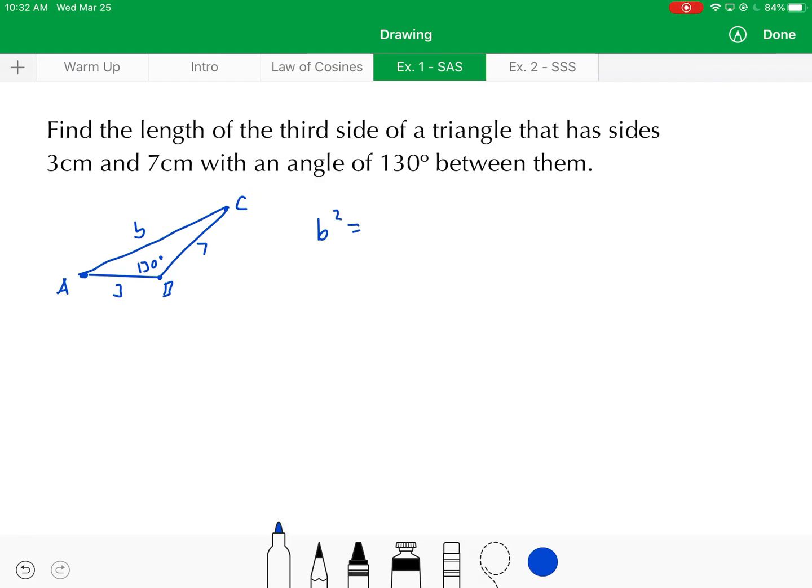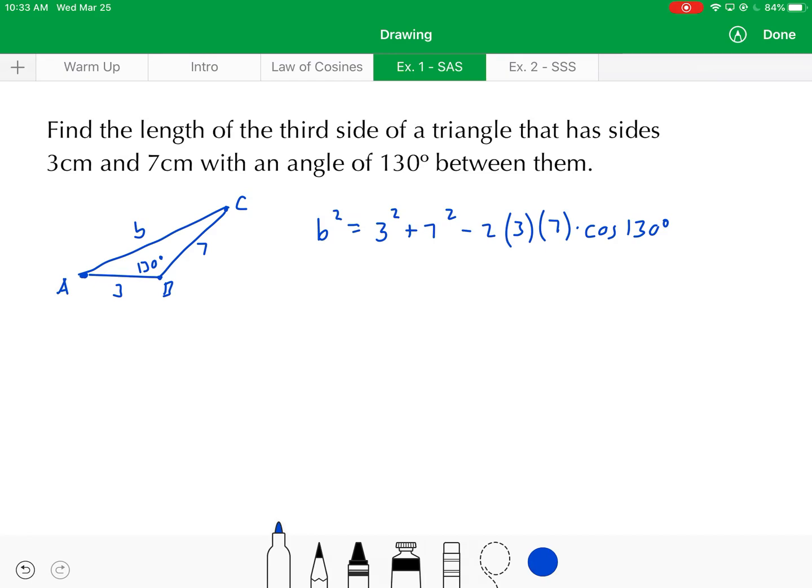Okay, so law of cosines would look like this for side length B. B squared would equal 3 squared plus 7 squared. So again, just the other 2 side lengths that we know, square both of them, added together, subtracted by 2 times the product of each of those, multiplied by cosine of our angle B, in this case 130 degrees.